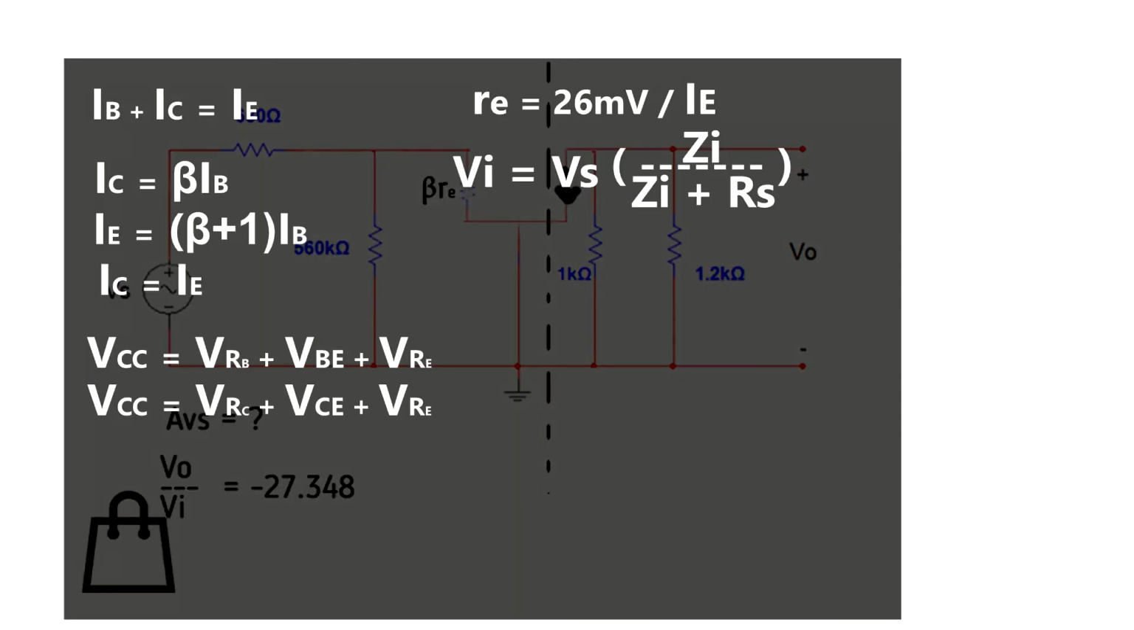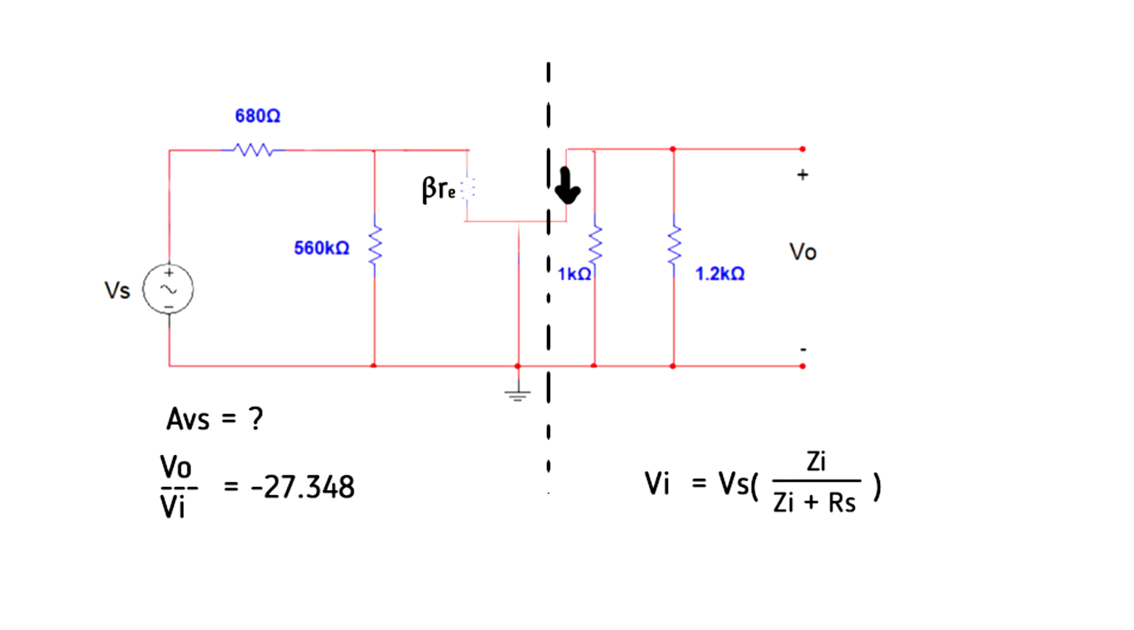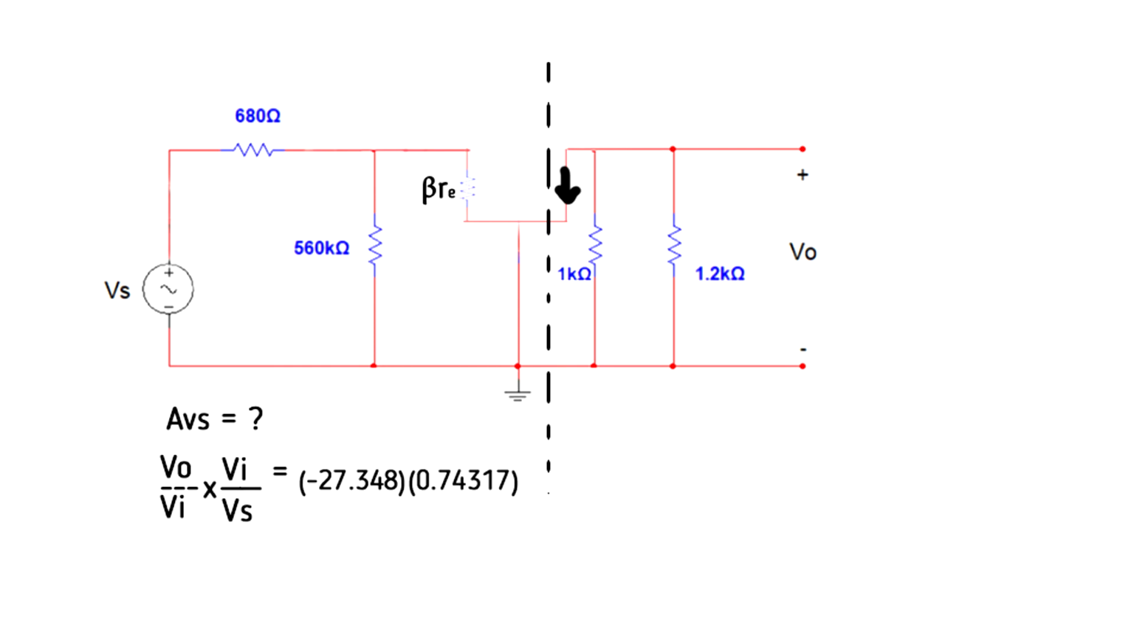Now let's get that formula from our bag of formulas. VI is equal to VS times ZI over ZI plus RS. Modifying, we get VI over VS is equal to ZI over ZI plus RS. Plug in the necessary values, and you get VI over VS is equal to 0.74317. Now, why did we do all this? Because if we multiply VO over VI and VI over VS, the VI's will cancel, and you're left with VO over VS, which is exactly the formula for the voltage gain in terms of the source. So we just multiply their values and we get negative 20.32414.